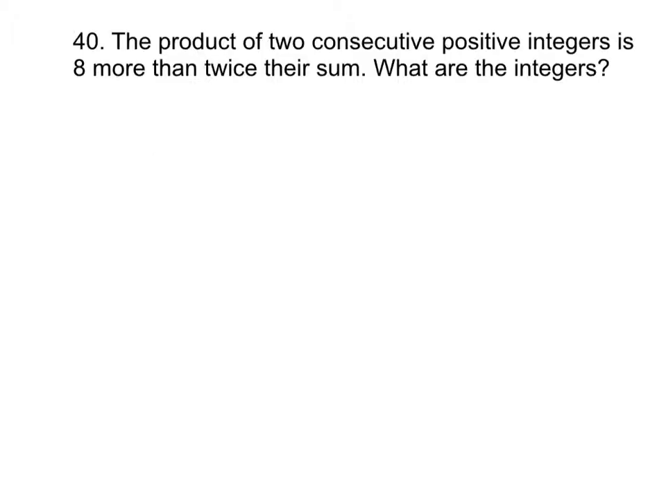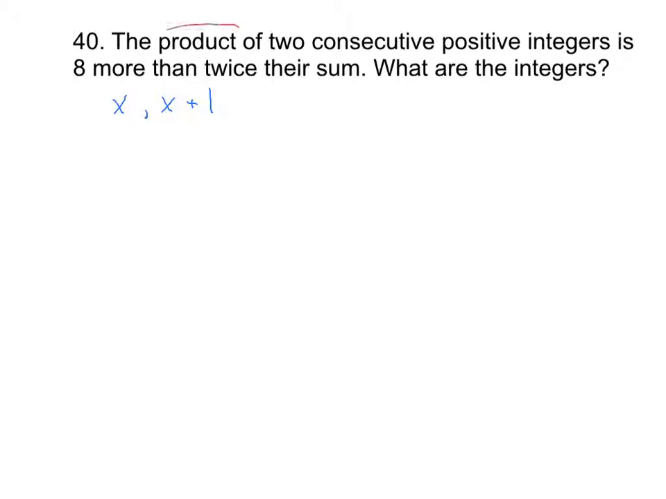The product of two consecutive positive integers is 8 more than twice their sum. What are the integers? Two consecutive positive integers, an example would be 3 and 4. Notice that when you have 3 and you add 1 to it, you get 4. We don't know what these integers are, but we know that one of the integers is just one more than the other one. So we'll let one of the integers be x, and the next one will be x plus 1. And we're going to use the clues in this question to come up with an equation that we can solve.